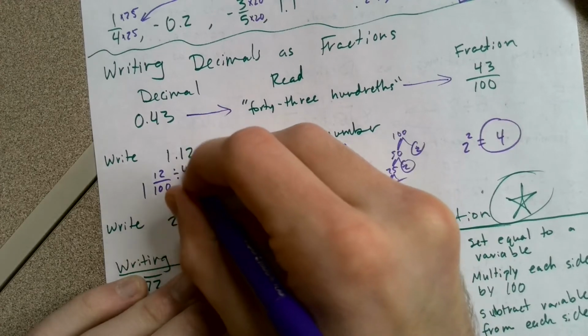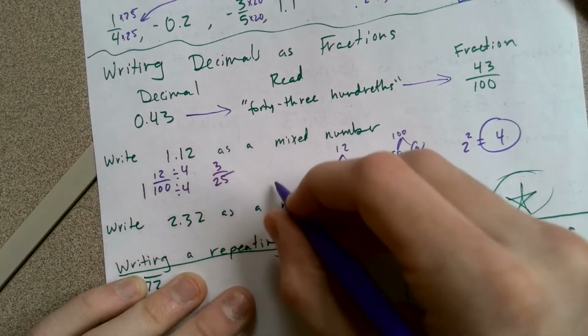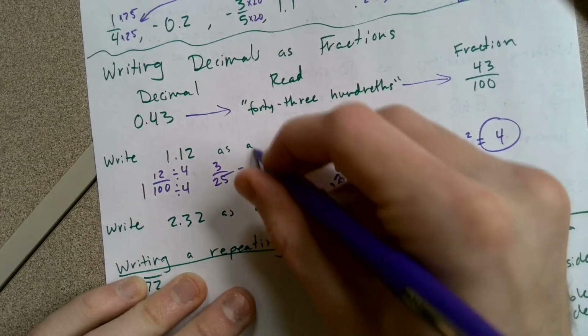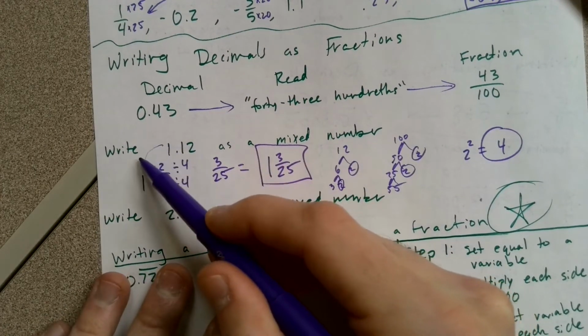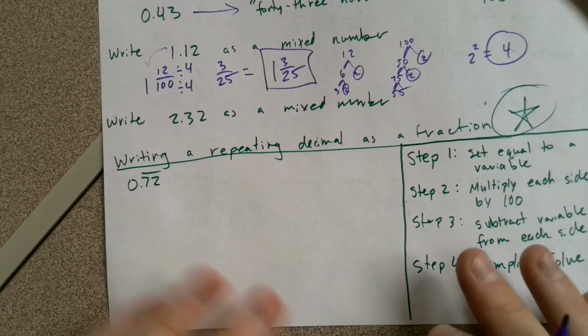So I'm going to divide each by 4. And I'm going to get 3 over 25. My final answer is going to be 1 3/25. Right away I was able to just quickly turn it into this fraction just by reading it out loud properly. Watch what I do with the next one. I'm going to do the same thing.